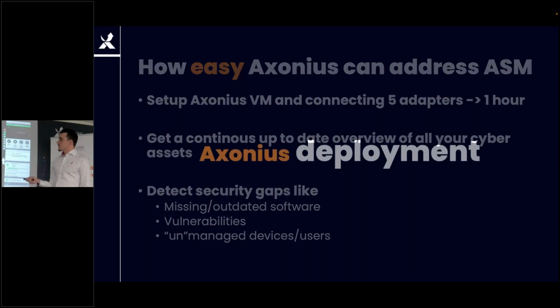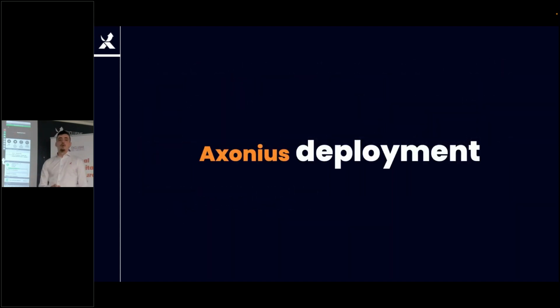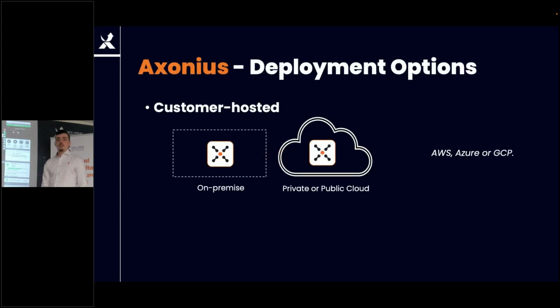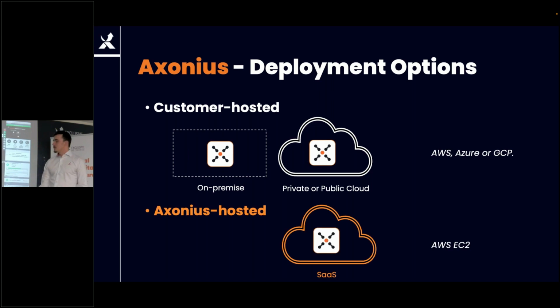So the first thing I would like to share with you is how to deploy Axonius. And we have a couple of options. The first one is called the customer hosted option, where you will deploy your own custom virtual machine, either on-prem or in the cloud. Public and private cloud are, of course, supported. The other option is called Axonius hosted, where Axonius will host the appliance in an AWS EC2 instance, so you will be able to access your management platform through a SaaS application.